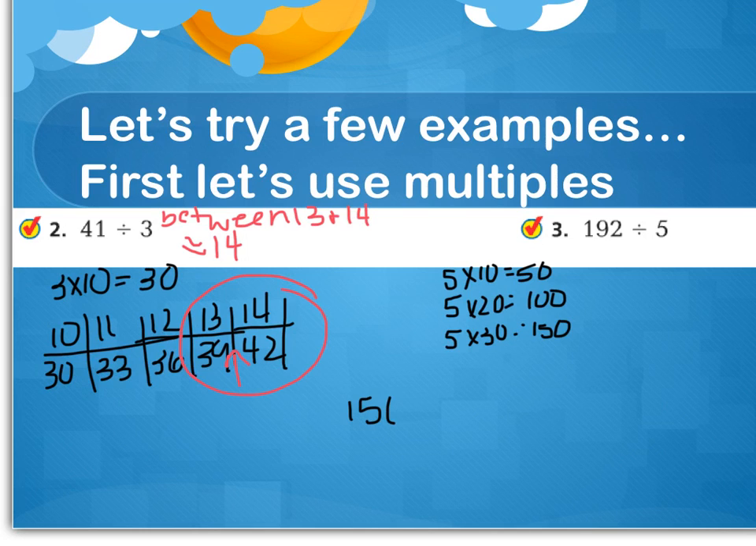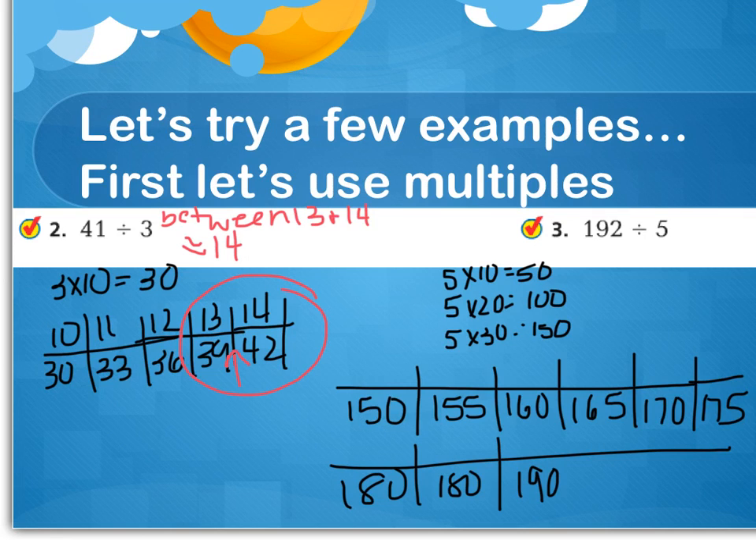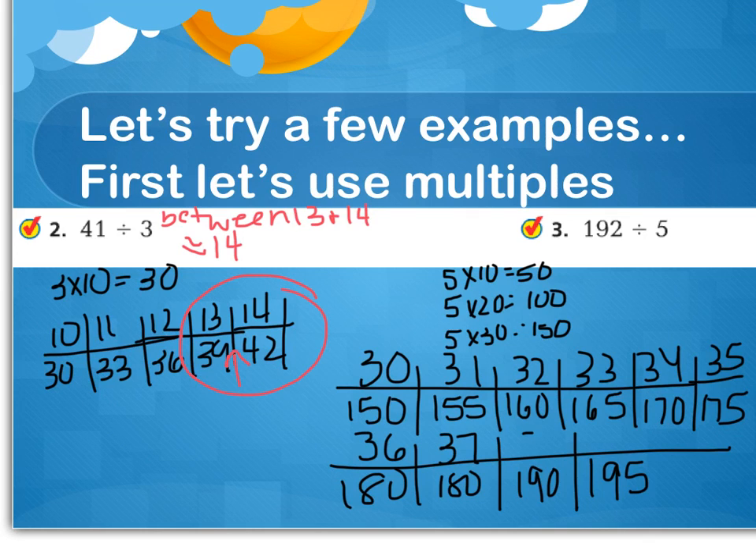So I'm going to start at 5 times 30. And I'm going to list multiples of 5 starting with 150. 150, 155, 160, 165, 170, 175, 180, 185, 190, 195. I've passed 192. 150 was the 30th multiple of 5. 31, 32, 33, 34, 35, 36, 37, 38, 39. The estimate for 192 divided by 5 is between 38 and 39. In this case, 192 is a little bit closer to 190, making a better estimate 38.